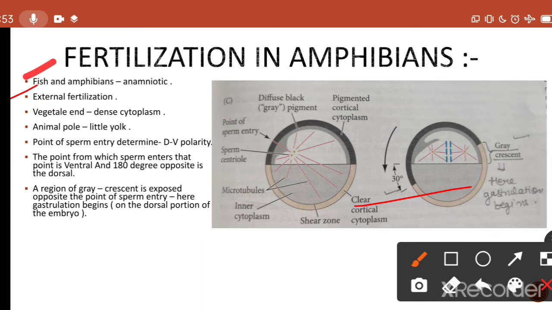The egg of the amphibians consists of two poles or two ends. We call one the vegetal, the vegetative part, which has the capacity to feed. The vegetal end has dense cytoplasm, this part is the vegetal pole, and this part is the animal pole, which contains little yolk.